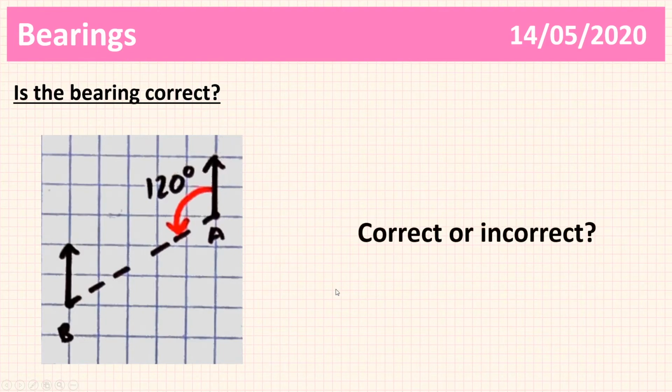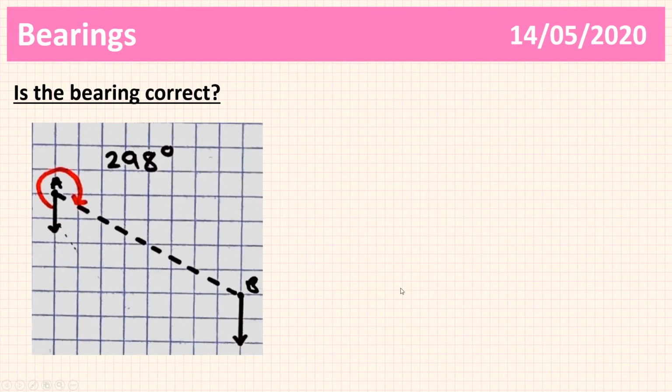Here's your next one. Correct or incorrect? Well, this one is incorrect. And the reason it's incorrect is we're measuring anti-clockwise. Remember, bearings are only measured clockwise. So here's your next one. Correct or incorrect?